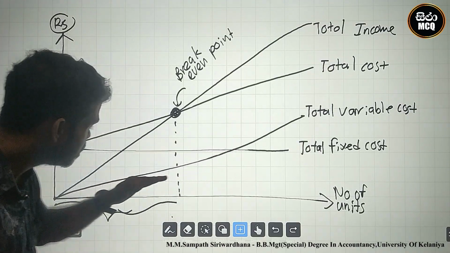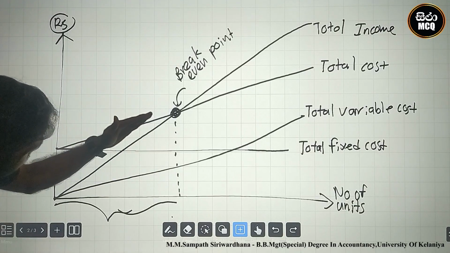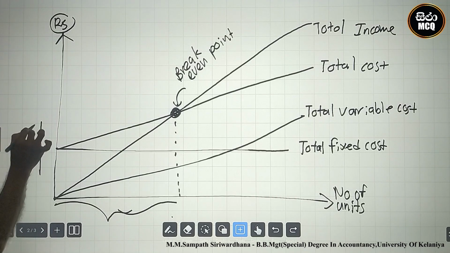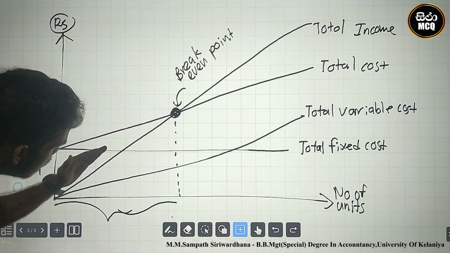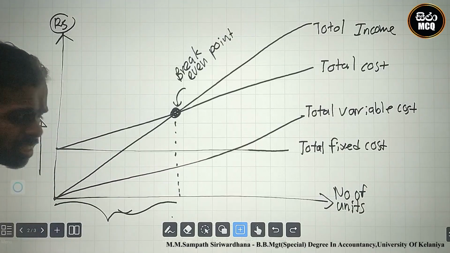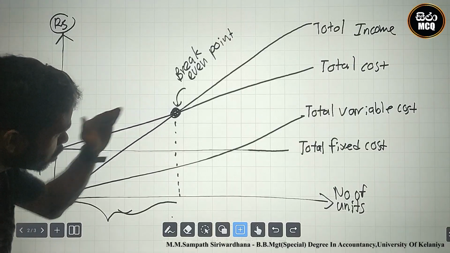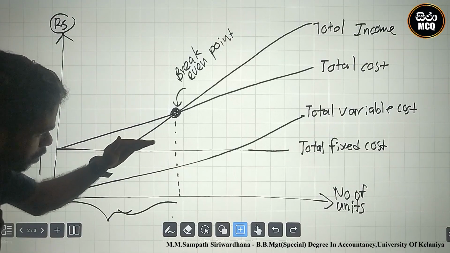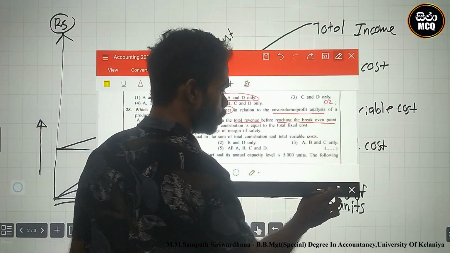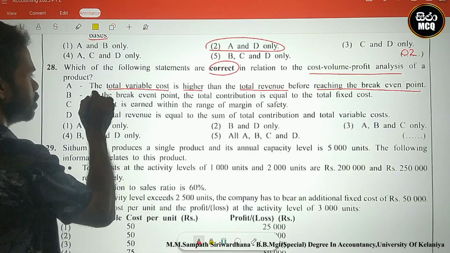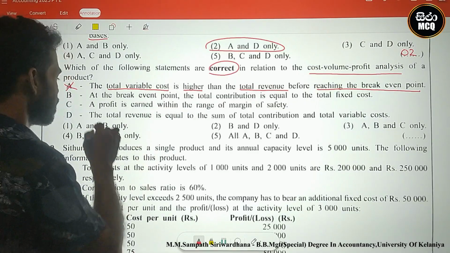Total variable cost is higher or lower? Look here, total variable cost is lower. Why? Total income is there, this is the value. Okay, total income is higher, total variable cost is lower. Total variable cost is under the total income, therefore total variable cost is lower. This statement said total variable cost is higher. This is wrong. No, it's a wrong one.